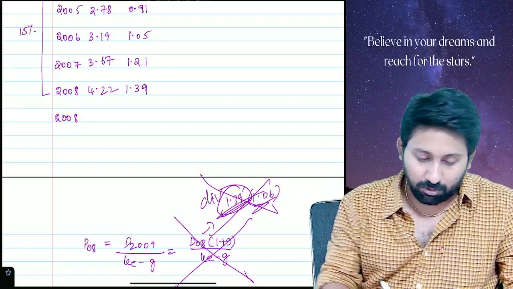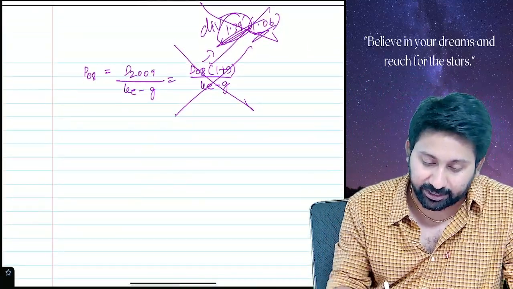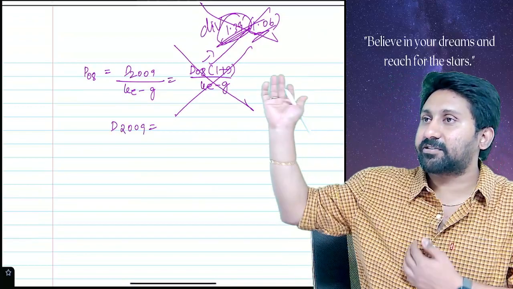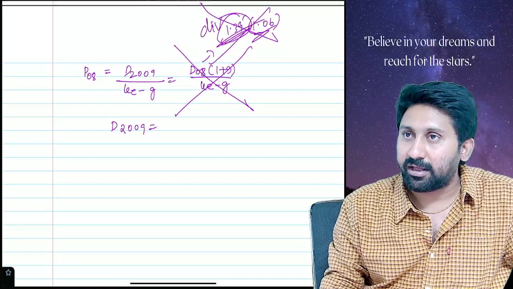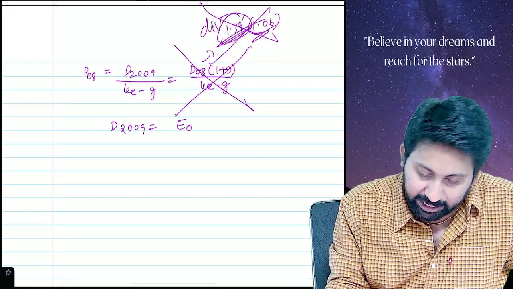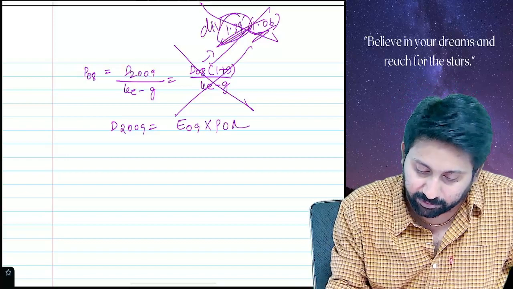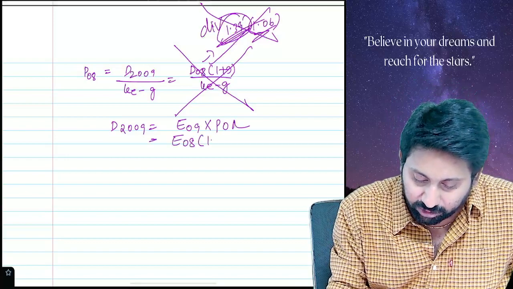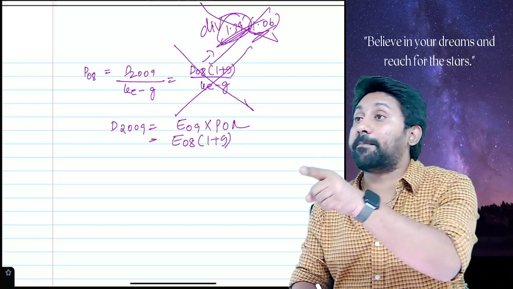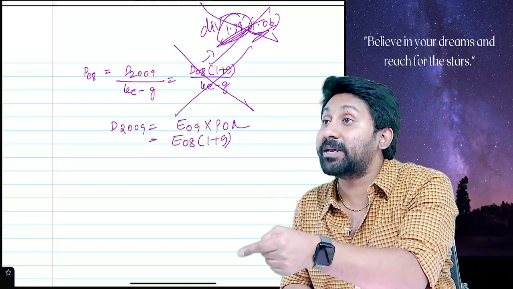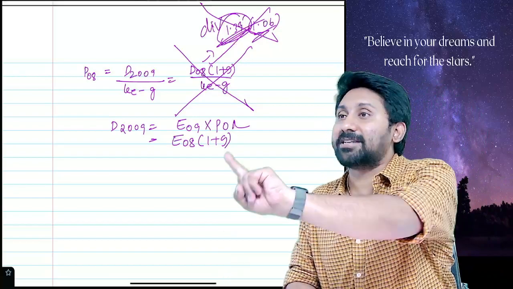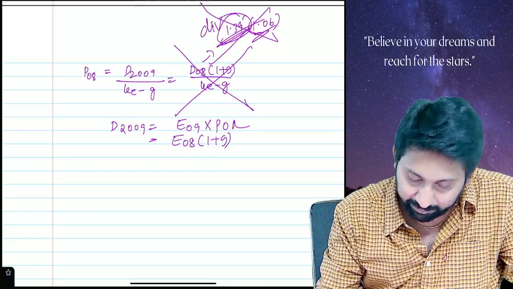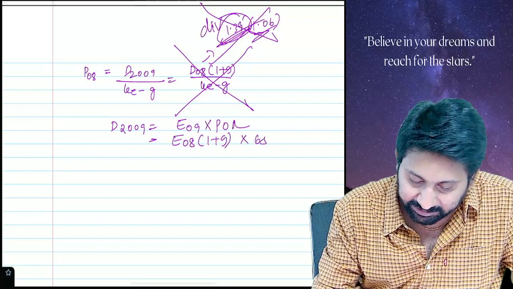So tell me now, what is the earnings of 2008? D2009, see the screen. D2009 can be written as E2009 into payout ratio. E2009 can be written as E2008 into 1 plus G. Whenever payout ratio is changed, growth means growth in EPS, not on DPS. Therefore, apply it on EPS. Okay? Into payout ratio of 65.